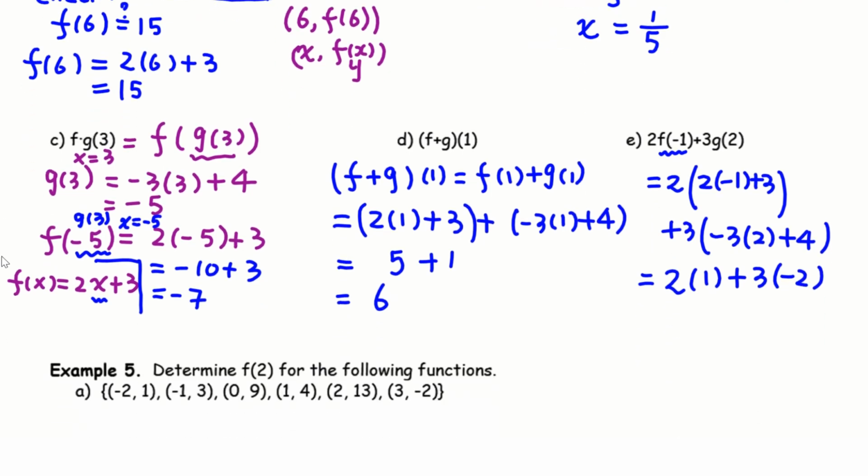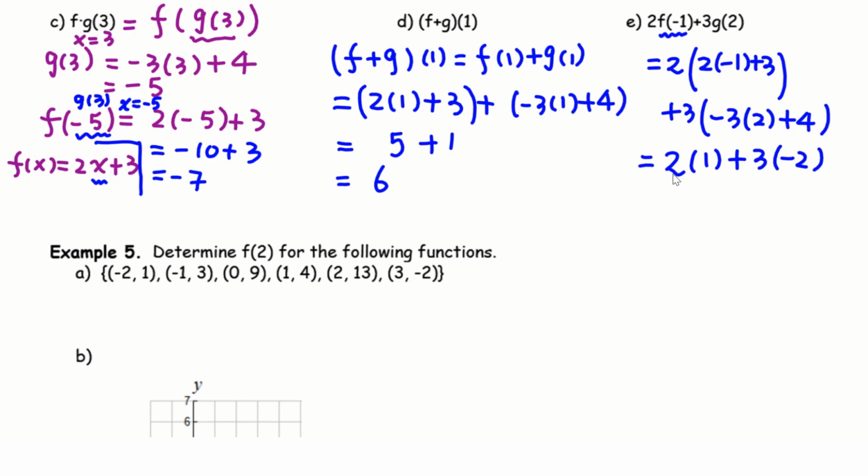Then we are going to have 2 times 1 is 2, then do the multiplication first. 3 times -2 is -6, then you have -4. So this is the evaluation for function notation.